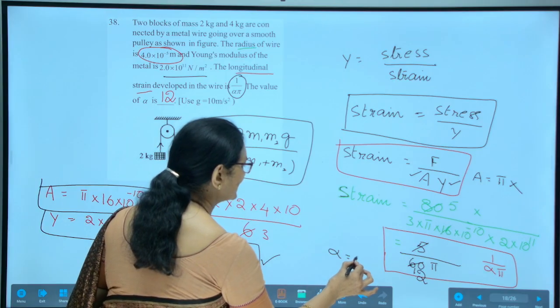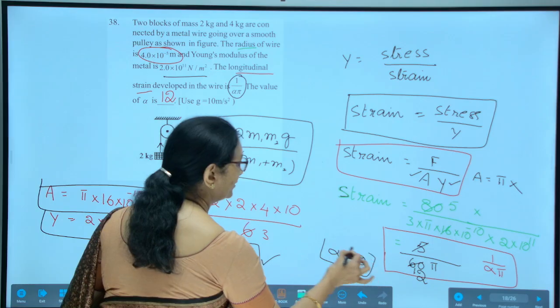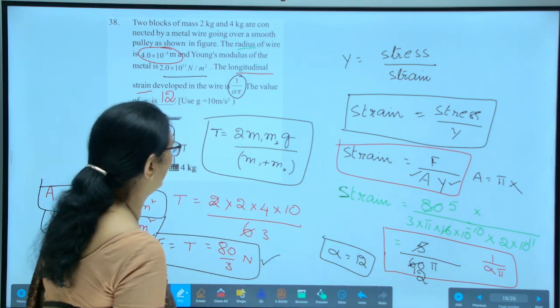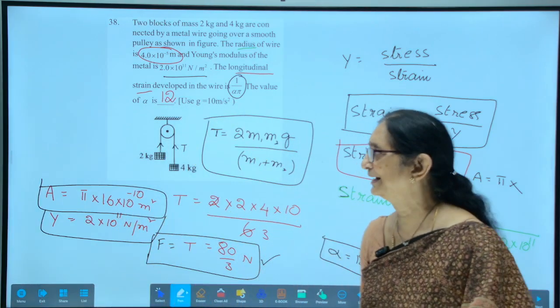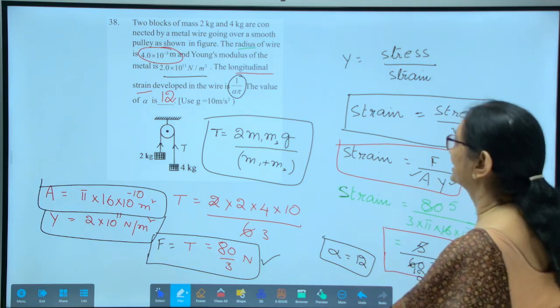So in place of alpha, we got 1 by alpha is 1 by 12. So alpha is equal to 12. That is the answer for that problem. Move on to the next problem.